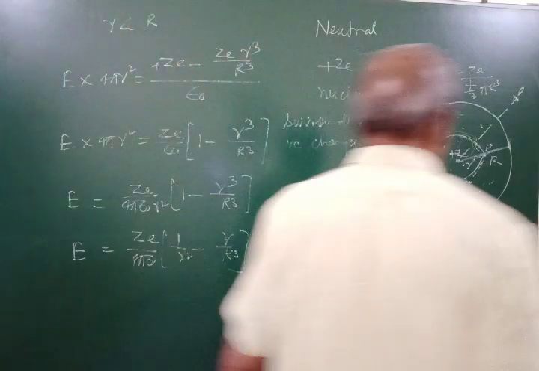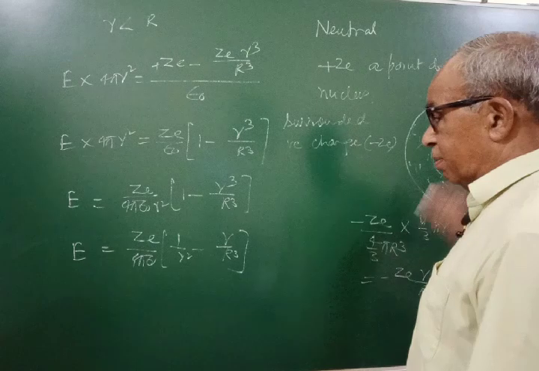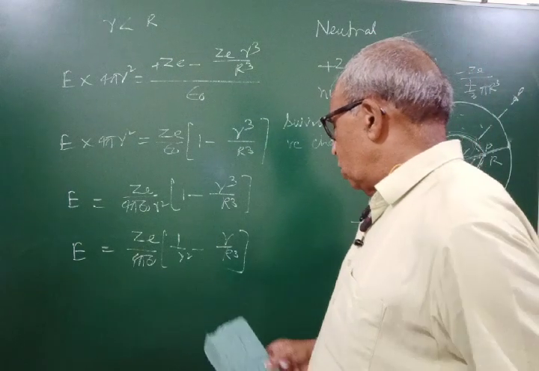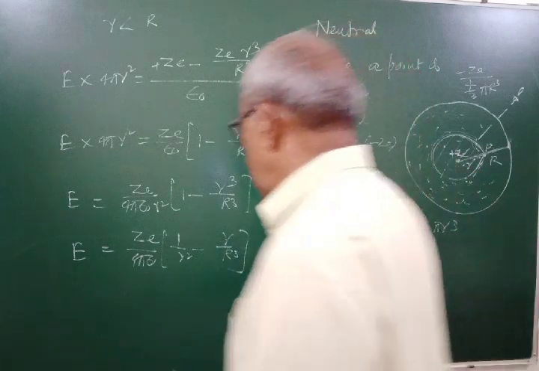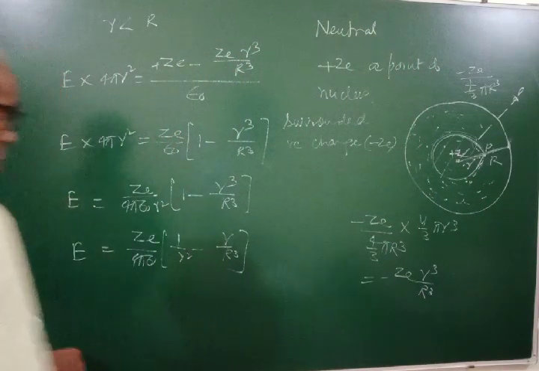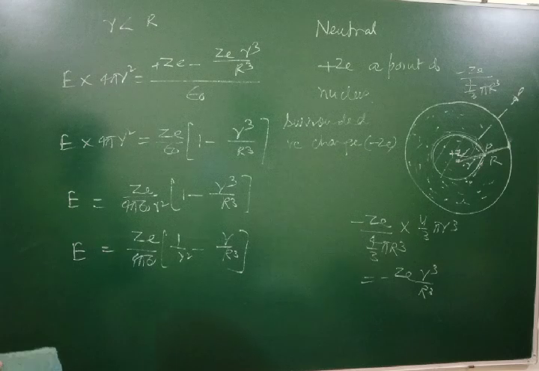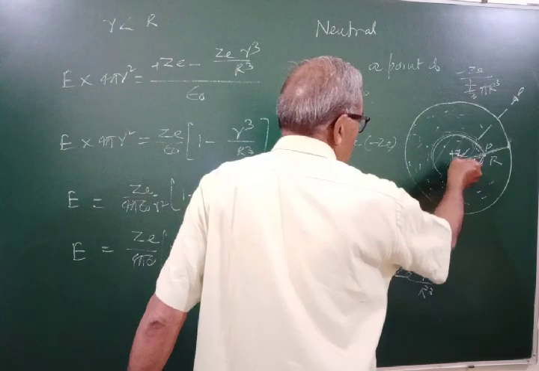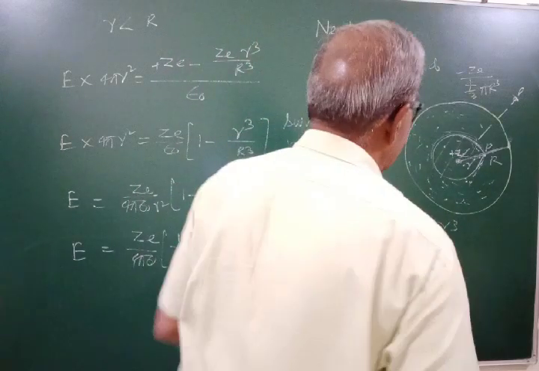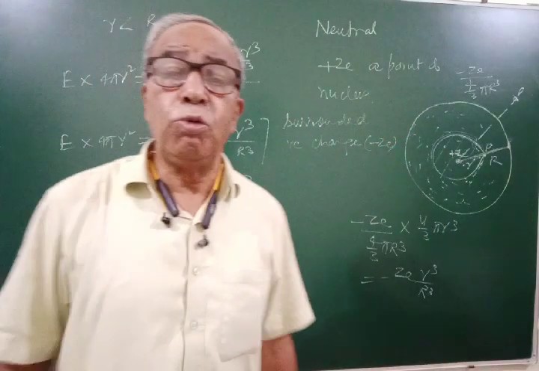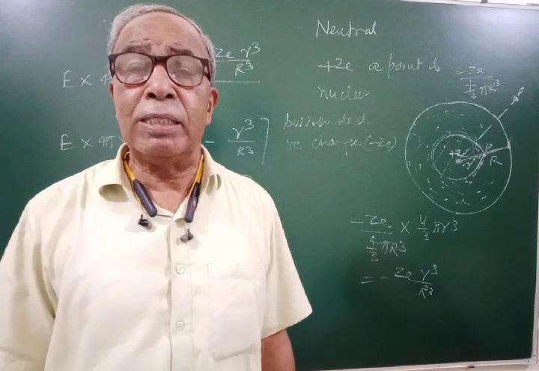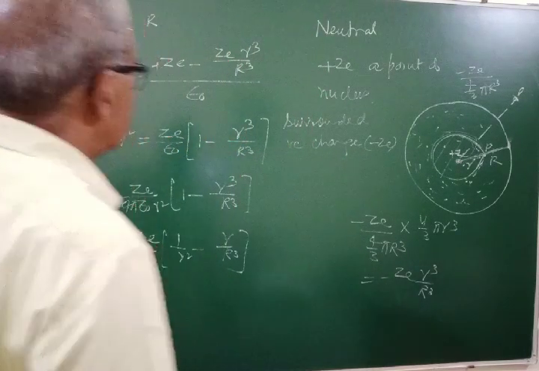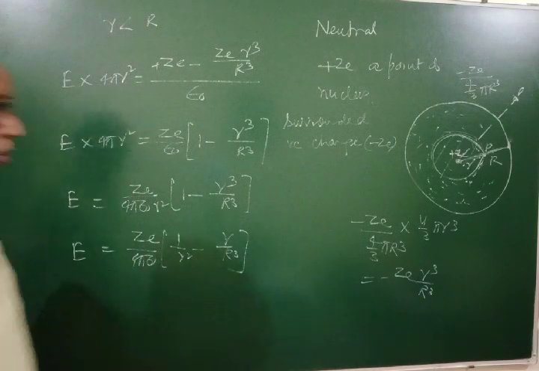For any point inside, if we come to the center, r becomes 0, so the field is 0 because that includes no charge. The whole charge will be outside. The nucleus has been taken as a point charge, with no dimensions. So this is one example based on spherical charge distribution.